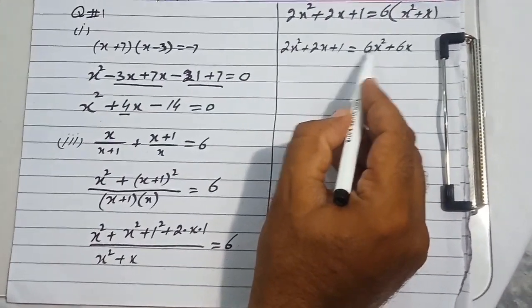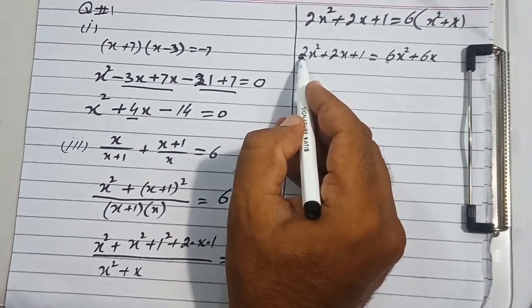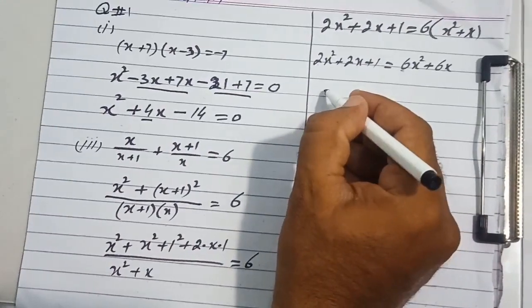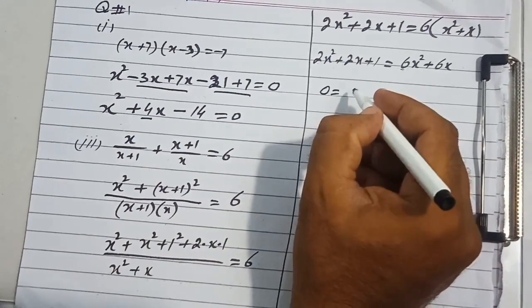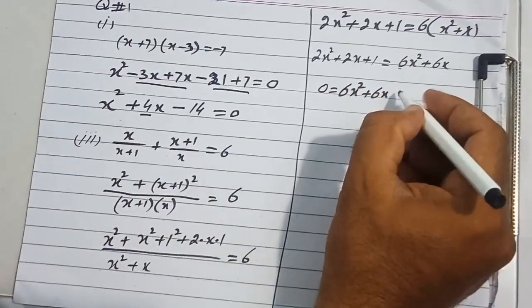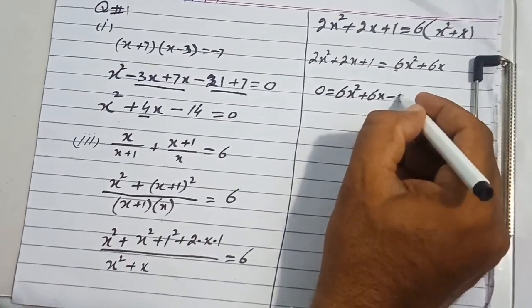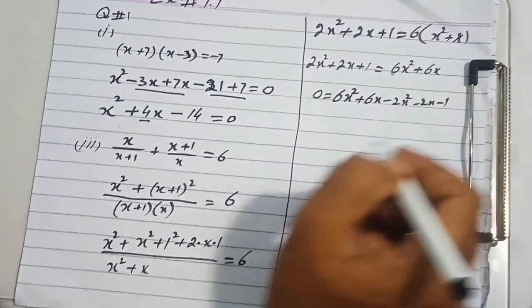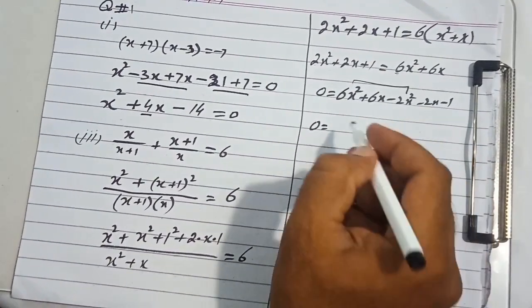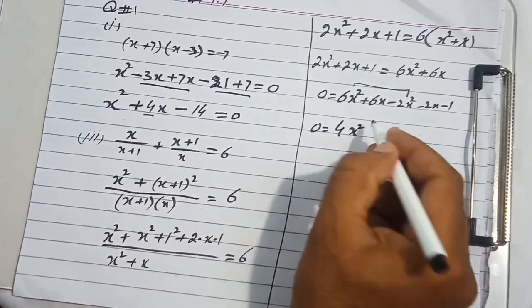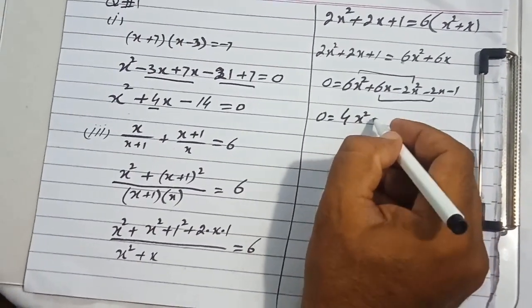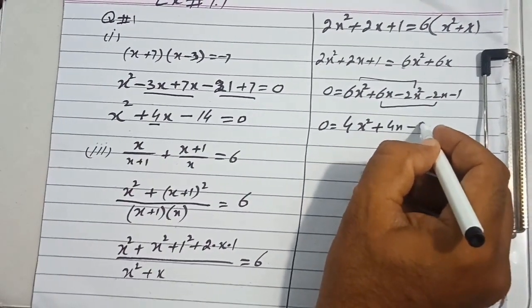As the coefficient of x square on the right side is greater than the coefficient of x square on the left side, I will transfer all the three terms from the left side to the right side, and here will be 0, and here 0 is equal to 6x square plus 6x. When all the three terms are transferred to the other side, these terms will become minus 2x square minus 2x minus 1, and 0 will become equal to 6x square minus 2x square, because both are like terms, we will have 4x square. Again 6x and minus 2x are like terms, and when these terms are simplified, it will become plus 4x minus 1.